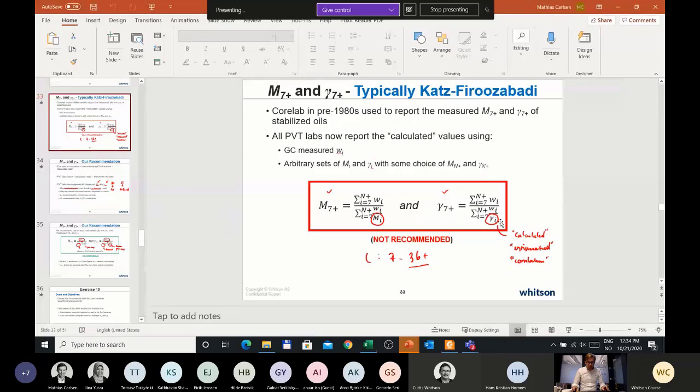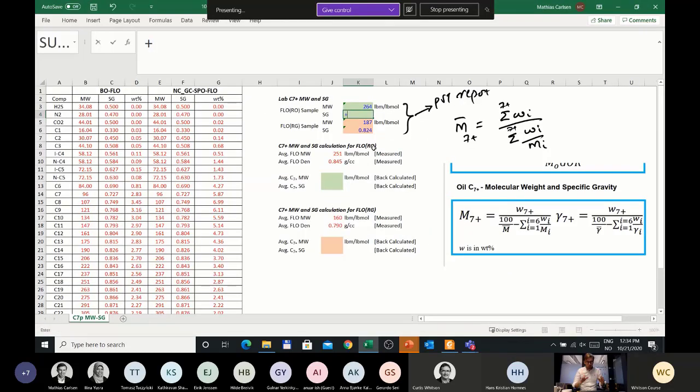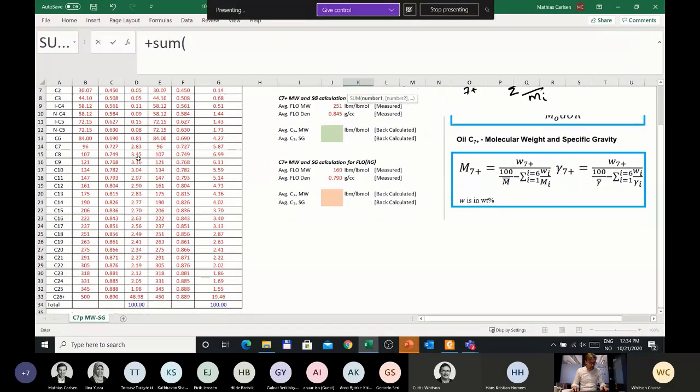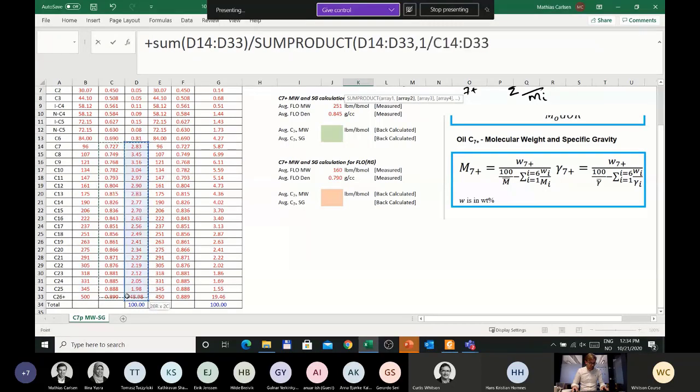We use the formula to the right here to do the same way. So this is again the wrong way of calculating. So maybe not the best thing to do for education purposes to teach you how to do it the wrong way, but that's the way people are doing it at least. So again, we take the weight percentage heavier than C7, and we again use the sum product function of the weight percentage, and then 1 divided by the specific gravities.